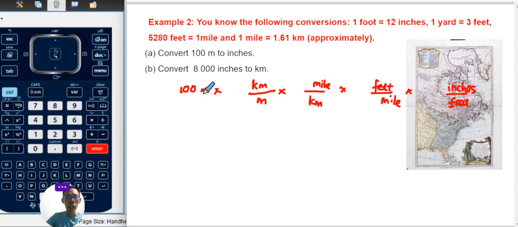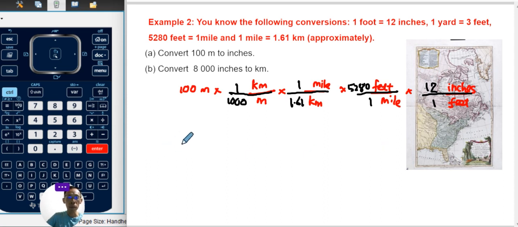So what do I put in? Well, I put in here that 1,000 meter is equal to 1 kilometer. So I put it there. And then 1.61 kilometer is equal to 1 mile. And then 1 mile is 5280 feet, so 5280 feet on top. And then feet to inches. 1 foot is 12 inches. So we put 1 here and then 12 on top.